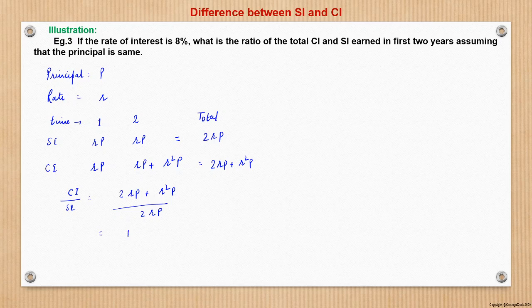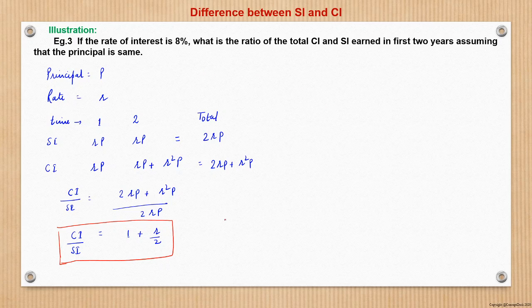So this basically becomes 1 plus R by 2. CI by SI is this. This is a very standard result also. This we can remember. Otherwise, it takes hardly a few seconds to derive this. We need not do it. So now using this, if we solve, the only variable is R, and R we have been given as 8%.